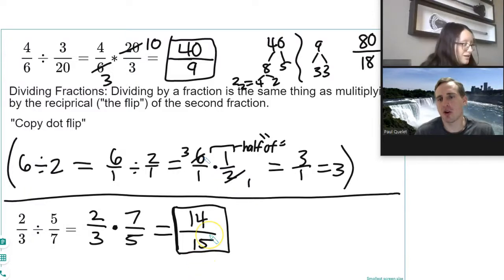Do you want to try one more, or do you think you got this? I think I have it, but I want to try one more. Okay, let's try one more. Let's do 3 over 8 divided by 2 over 6.